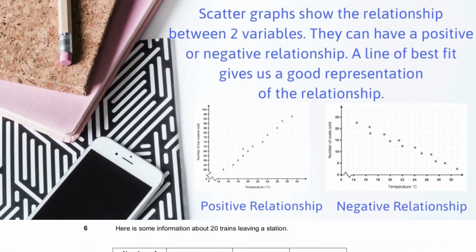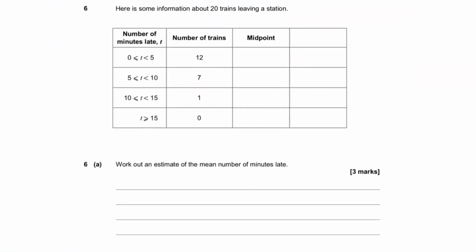the two variables. We can put our data in a frequency table like this one here. The data is split up into ranges, so to calculate statistics such as the mean, we need to use the midpoint of the range to help us out. We times this by the frequency in that range to give us an estimate of the values in that range. For example, here is some information about 20 trains leaving a station. Work out an estimate of the mean number of minutes late.